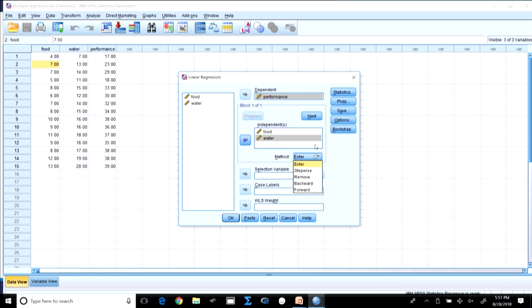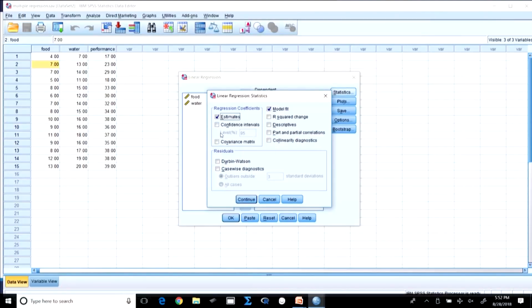You see there are some methods here: stepwise, remove, backward, forward, but I am not doing anything at the moment, I am just doing an enter. That means all the independent variables are taken simultaneously. If I use forward or backward, they will be taken in different manners. In forward, they will be added 1 by 1; in backward, all the independent variables will be taken at one go and then eliminated 1 by 1, right.